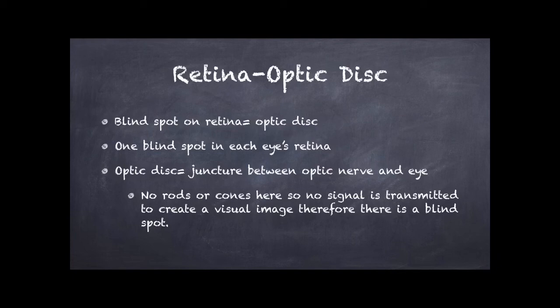And the optic disc is pretty much the juncture between the optic nerve and the eye. This is where you have no rods and no cones, so you're not getting any signal to be transmitted to actually create a visual image. And that's why it's called a blind spot.